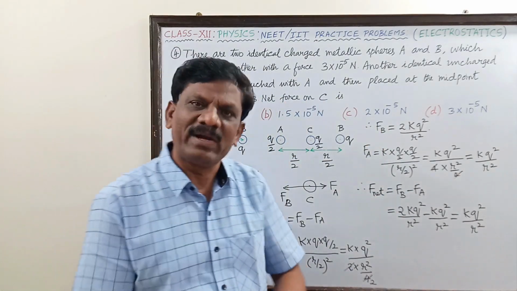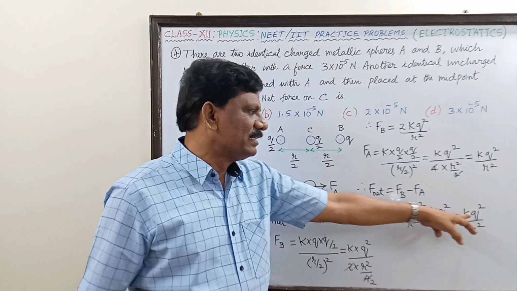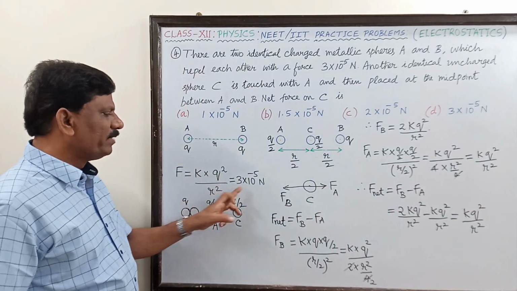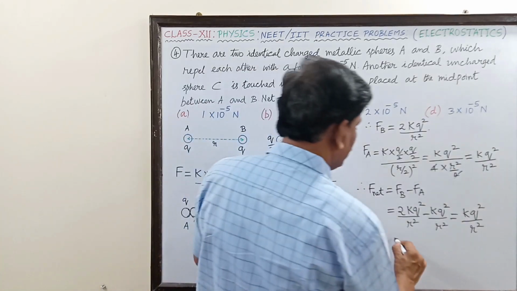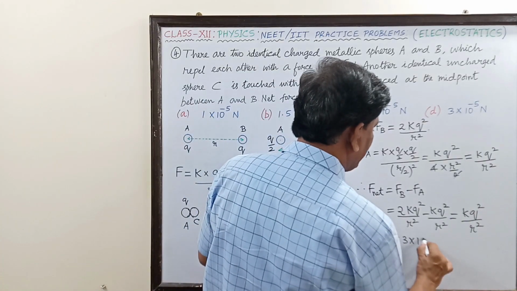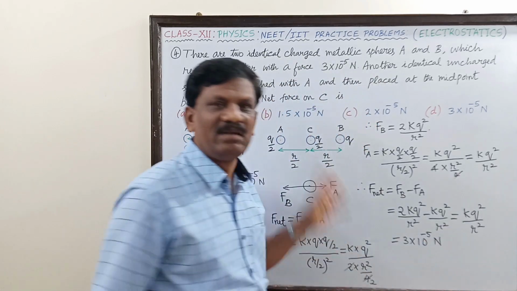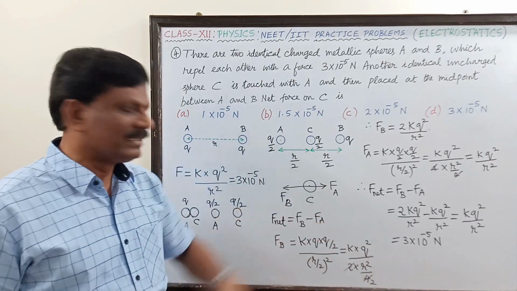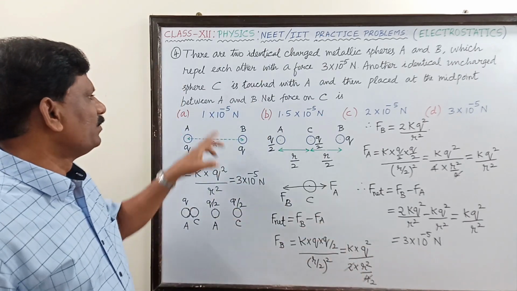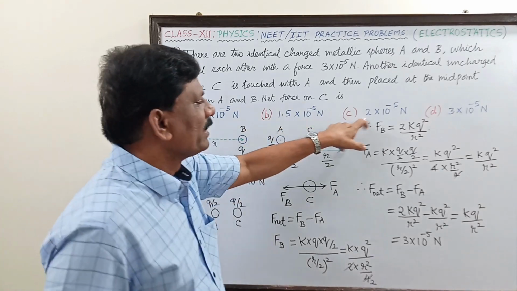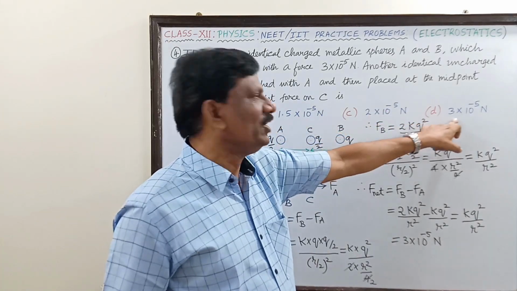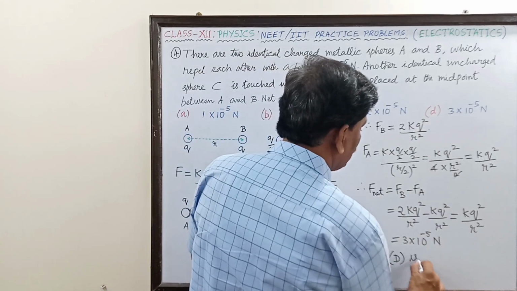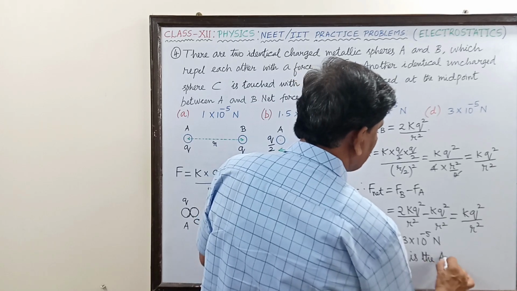So what is the net force now acting on the metallic sphere C? That is equal to the original force itself. Original force was what? K into Q square by R square, that is equal to 3 into 10 power minus 5 Newton. That is the original force which was acting between A and B in the absence of C. So we get the same force itself. Therefore, what must be the option here? It is option D. 3 into 10 power minus 5 Newton. Therefore, option D is the correct answer.